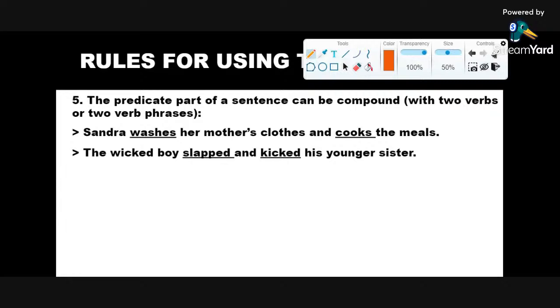For example, Sandra washes her mother's clothes and cooks the meals. So you can see there are two verbs used in the first example. Then the second example, the wicked boy slapped and kicked his younger sister. You see, slapped and kicked are two verbs that form part of the predicate. And this is exactly where we are going to draw the curtain on today's video.